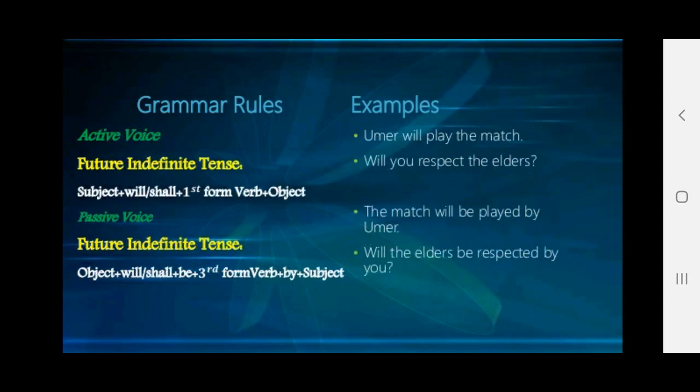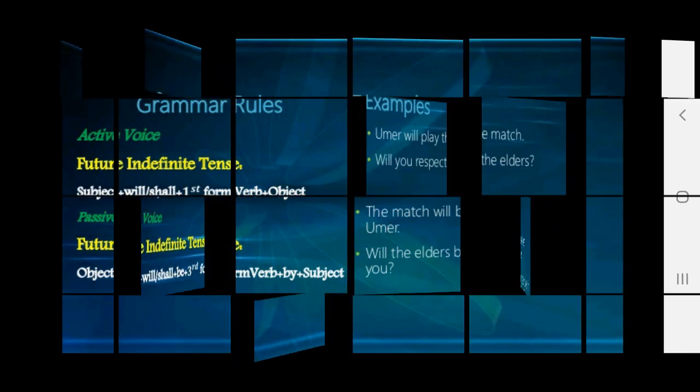In future indefinite tense, the rule of passive voice is like this, object plus will or shall plus be plus third form of the verb plus by plus subject. For example, Umar will play the match. In passive, it will become like this, the match will be played by Umar. In interrogative, will you respect the elders? It will become like, will the elders be respected by you?